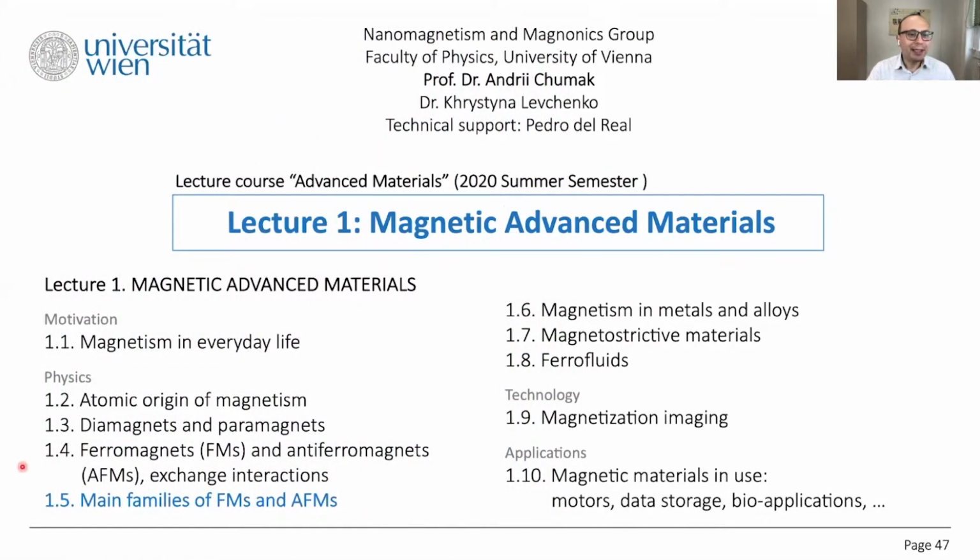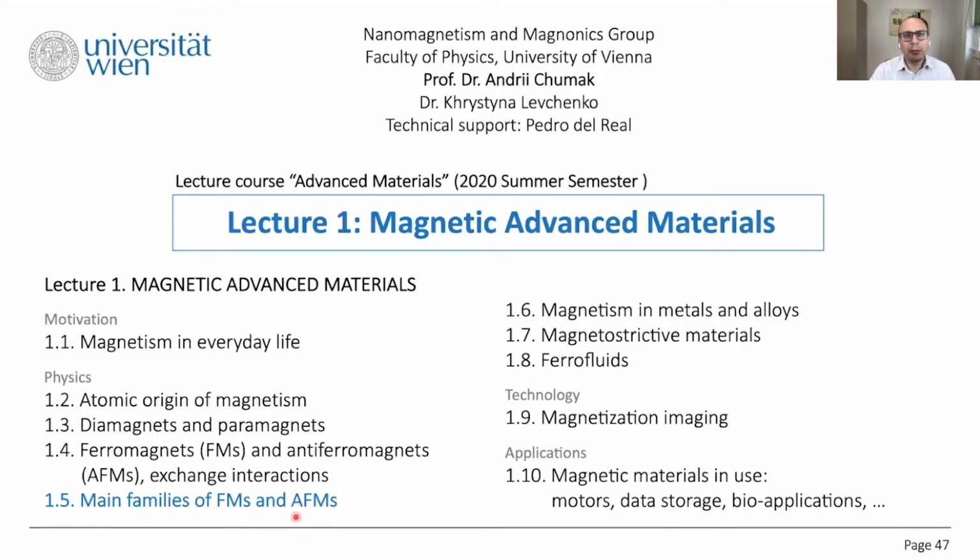Hello. In the previous lecture, we were talking about exchange interaction and we introduced ferromagnetism and antiferromagnetic structures. Principally, this was a very important lecture for this course. And today we continue building on this knowledge. We can switch to the main families of ferromagnets, ferrimagnets, and antiferromagnets.